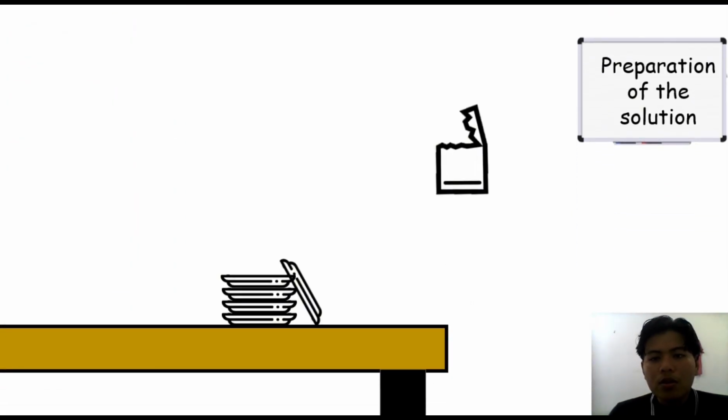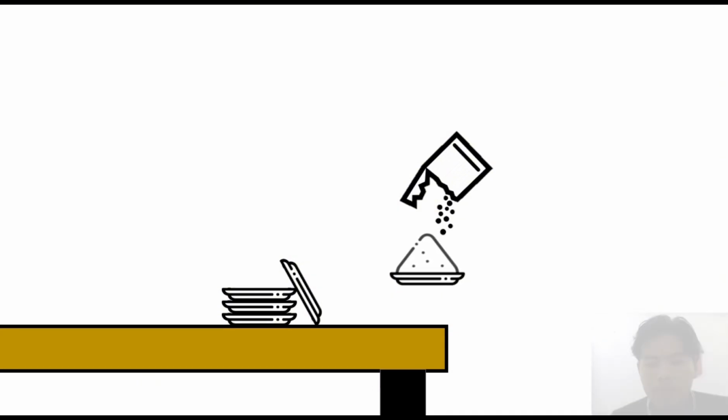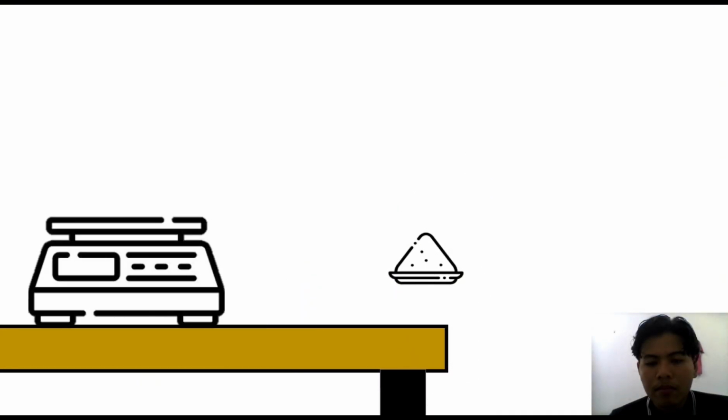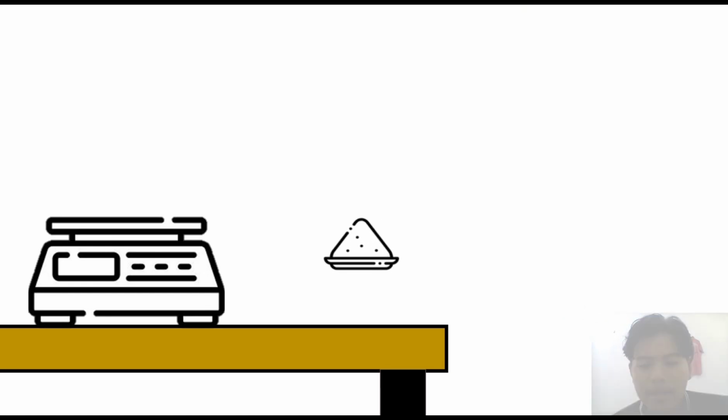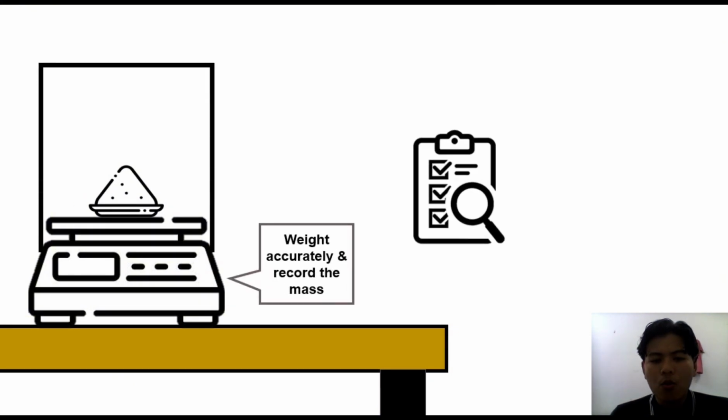Now we are going to go into the first step of gravimetric analysis, the preparation of the solutions. First, the sample is put on the weighing boat. Then the weighing boat is put on the analytical balance. The mass of the sample is weighed accurately on the analytical balance and the mass is recorded.